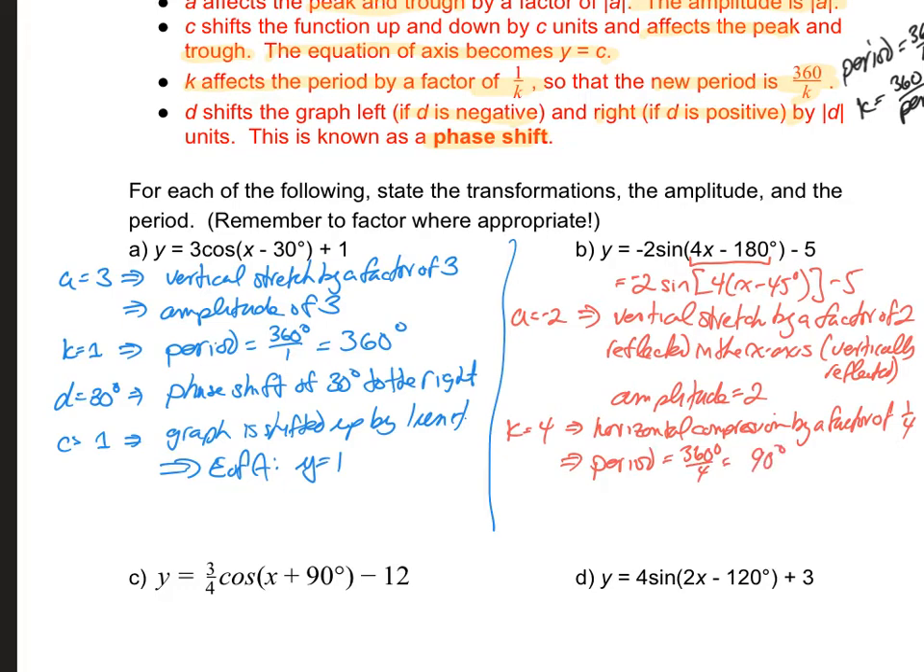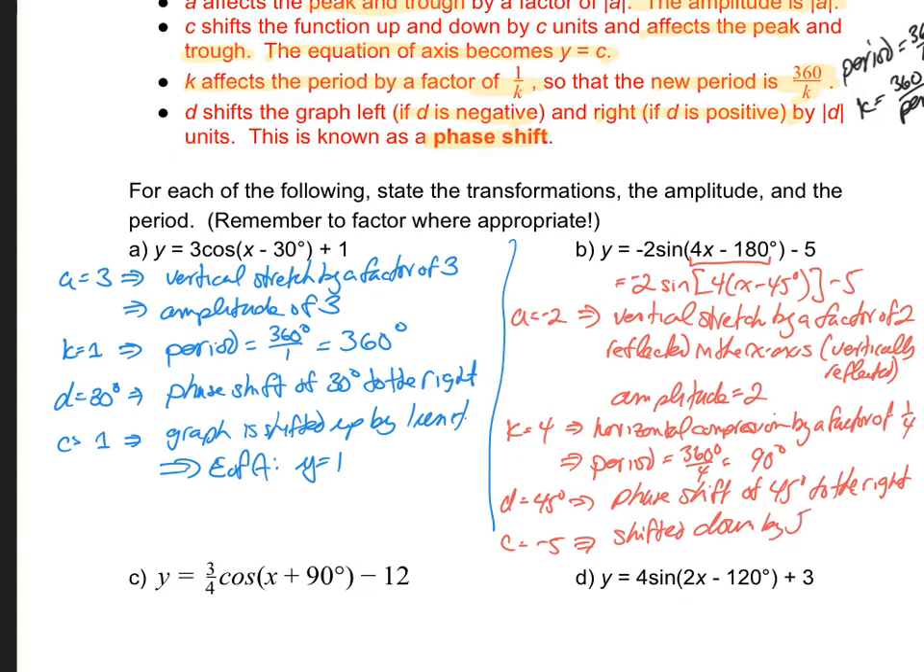Now the last attributes. D is in this case 45 degrees. So we have a phase shift of 45 degrees to the right, since D is positive. And finally, C in this case is -5, so that implies that it's shifted down by 5 units. And that implies our new equation of axes is going to be y is equal to -5.